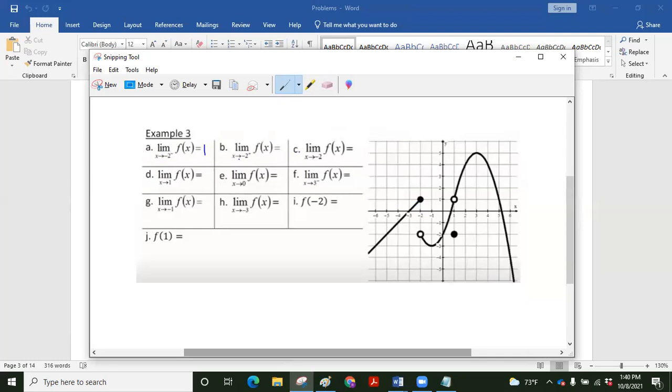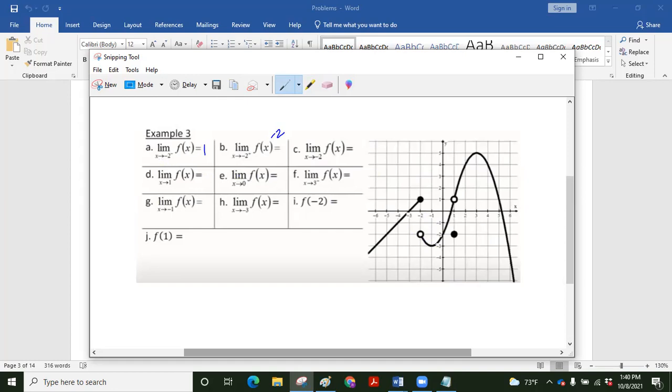This one is asking the limit as x approaches -2 from the right. So if we're coming in from the right, we see that our graph cuts off here, so it's -2. And don't be worried that just because there's an open hole here and a closed hole here, the limit can't exist. The one-sided limits can exist at a closed and open hole. That shouldn't be controversial.